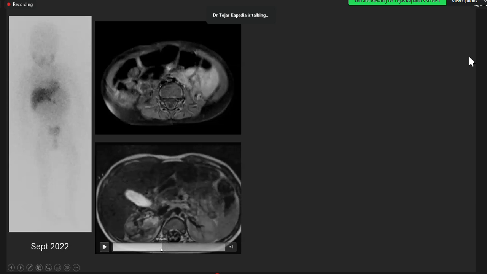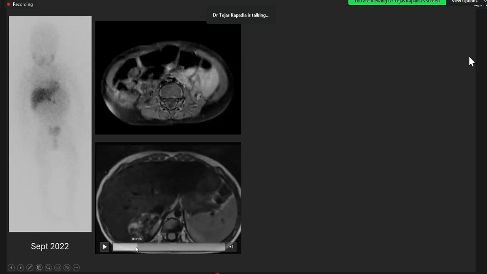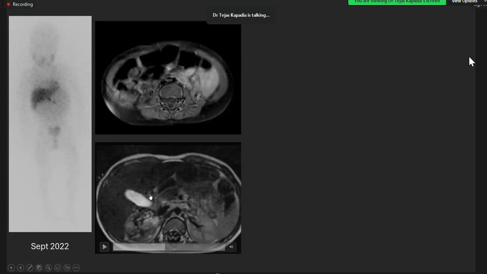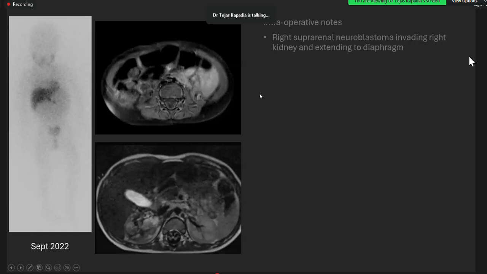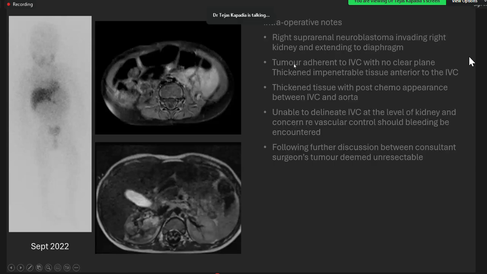Now, these were raised, but the patient underwent surgery, and intraoperatively, they found that the right kidney was involved. The lesion was extending higher up towards the diaphragm, and the tumor was adherent to the IVC with no clear plane of excision. So they tried to look at it all around the IVC, and they could not find a proper plane of separating out this lesion.